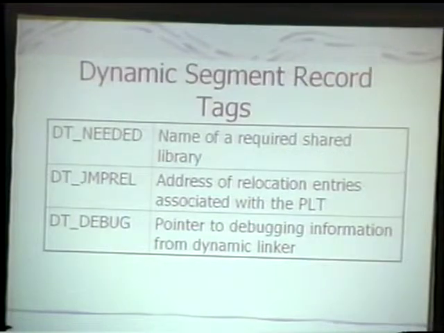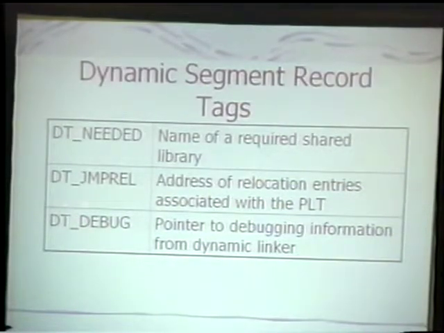So some interesting dynamic segment tags or dynamic segment records. DT needed, which specifies the name of a required shared library. So this is a library I want to be loaded in. The jump rel specifies the address of the relocation entries which are associated with the PLT. So that's basically specifies the address of a list of all the functions which need to be imported at runtime. So printf might be in there if you use printf, or whatever the functions you import from libc will have a jump will be inside the entries referred to by the jump rel.